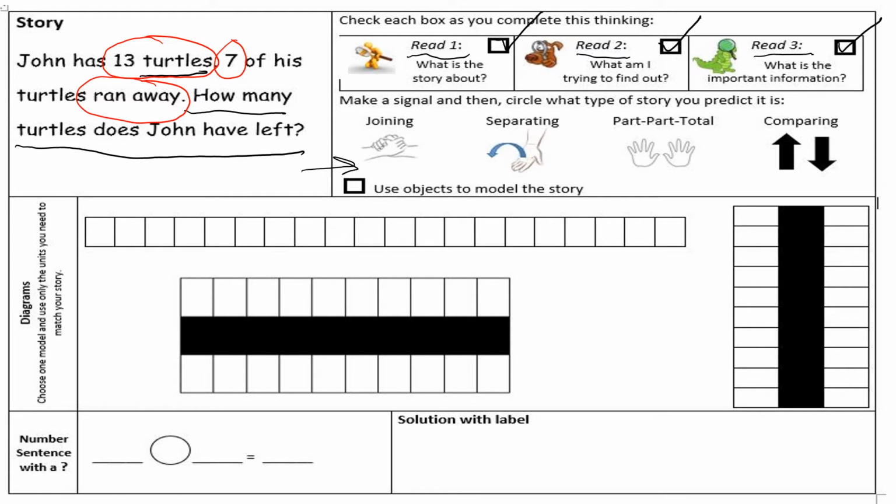So for this problem, if I look back on it, I know that he lost some of his turtles. So that means that something got separated. So we are separating, which means we are going to be subtracting.